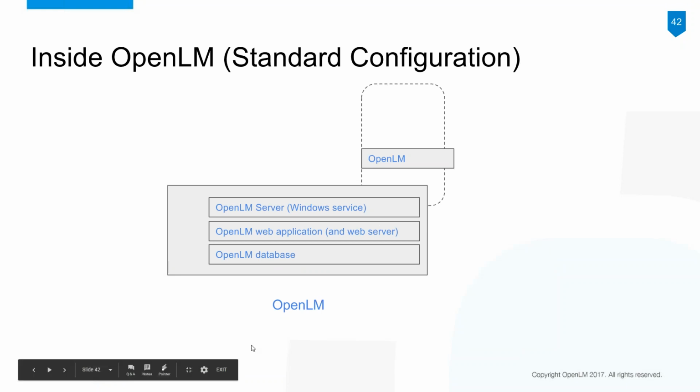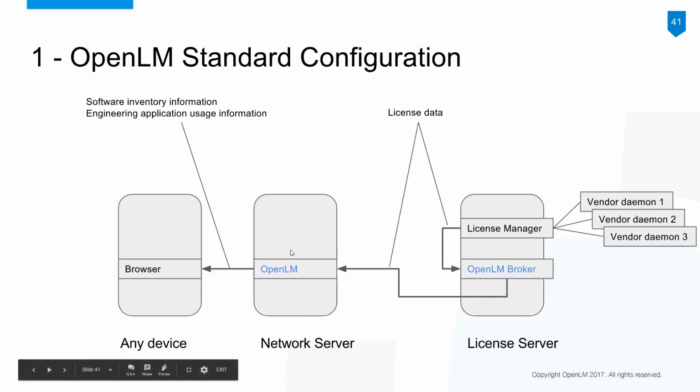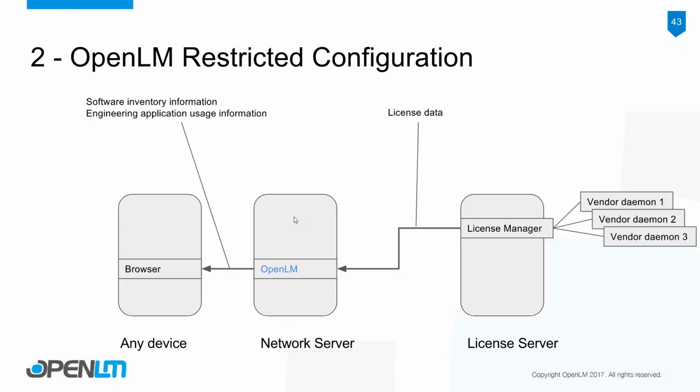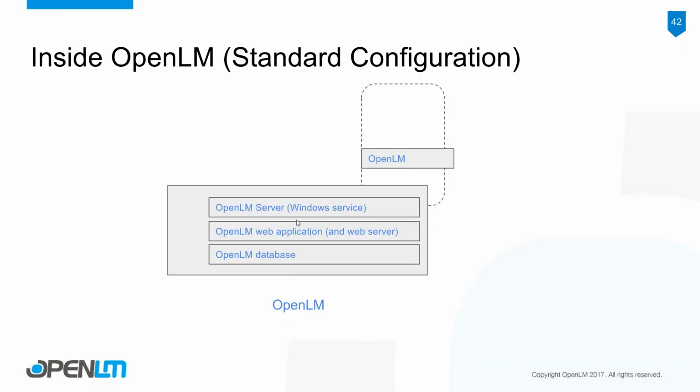But let's take a closer look at what's actually inside the OpenLM. It has three primary components. The OpenLM server, which is a Windows server that does all the processing of the data received from the license manager. The OpenLM web application and web server that allows you to work with OpenLM from any browser. And of course, OpenLM has an internal database as well. Now this is the standard configuration.